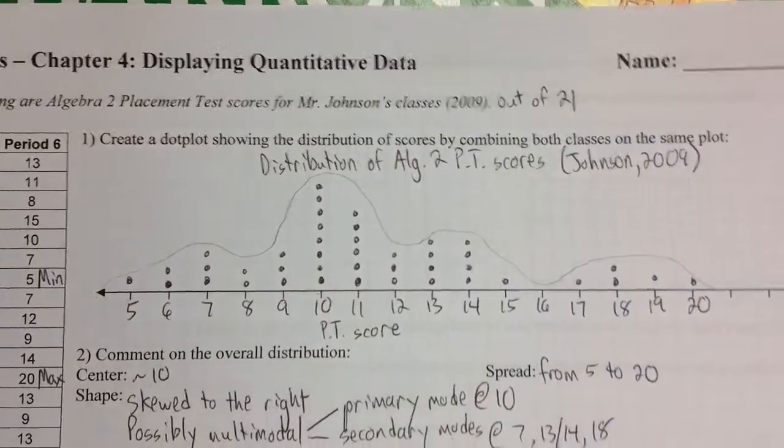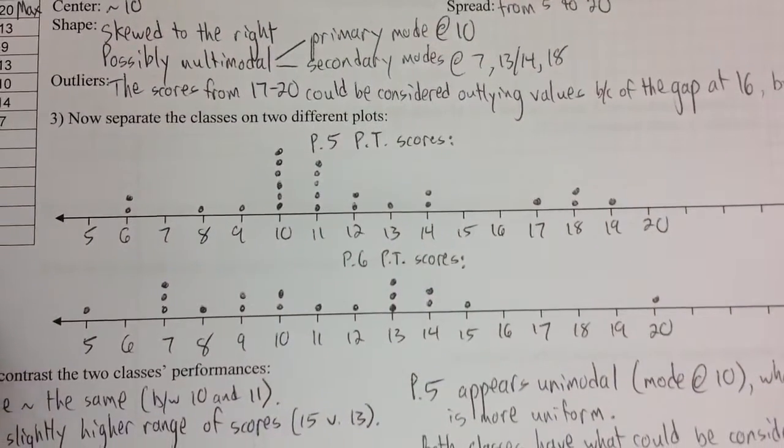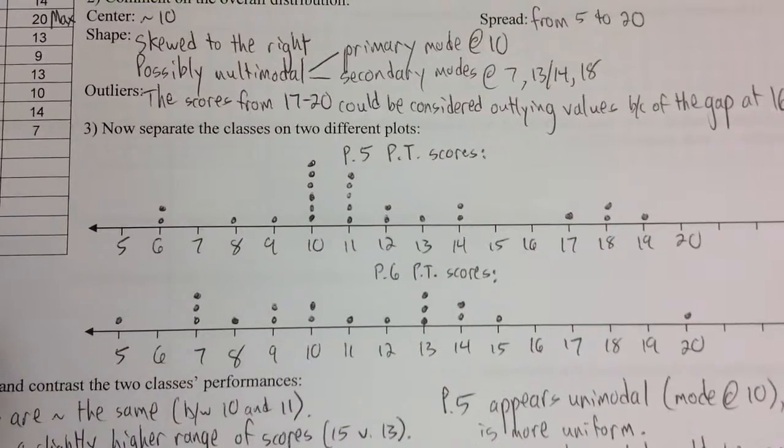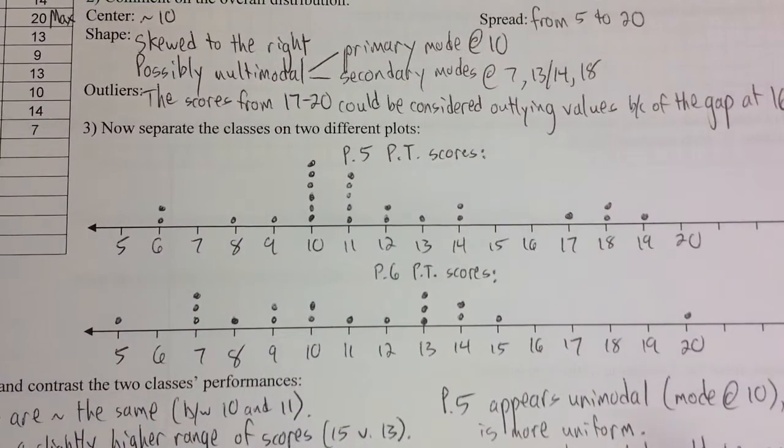And then down here, I can see that there's really not a big difference between the classes. So I don't have a reason to believe that there's something about period 5 that's making them significantly different than period 6.